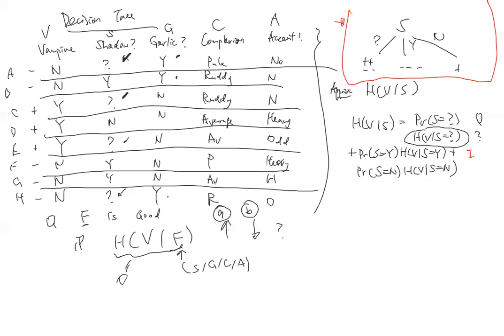Is that reasonable? Okay, just to check whether you guys are following, how about this one here? When someone has shadow, what do you expect H(V given S equal to shadow is yes) to be?